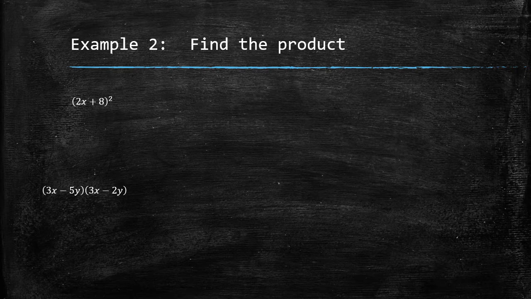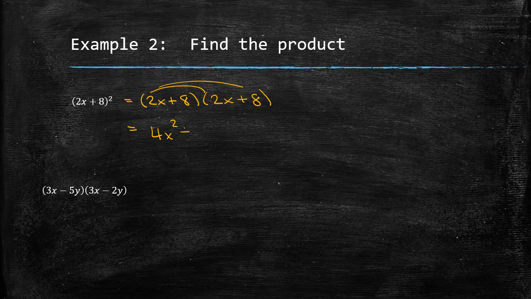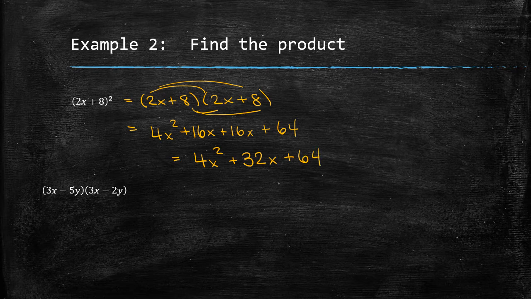Okay, example 2, find the product. So for the first one, we have 2x plus 8 quantity squared. Okay, so remember, whenever you square something, it means multiply it by itself. So what you want to do is write this out as 2x plus 8 times 2x plus 8. And now we can distribute, so we get 4x squared plus 16x. Distribute the 8 now, so another 16x plus 64. So the final answer, 4x squared plus 32x plus 64.